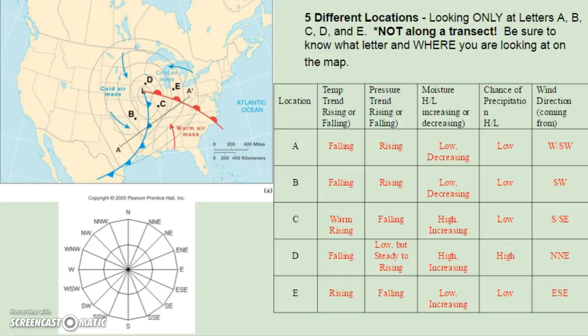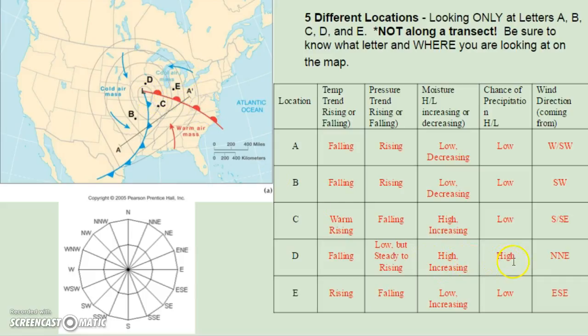If I look here at location D, where's D up here? This is the point of the occlusion, or the region of the occlusion. I would say temperatures are falling. I'd say the pressure is low, but steady to rising. Once this low pressure moves on, you're right next to the low pressure. It's safe to say, even though it's rising, it doesn't mean it's under high pressure. It just means that the low pressure is moving out of the area.